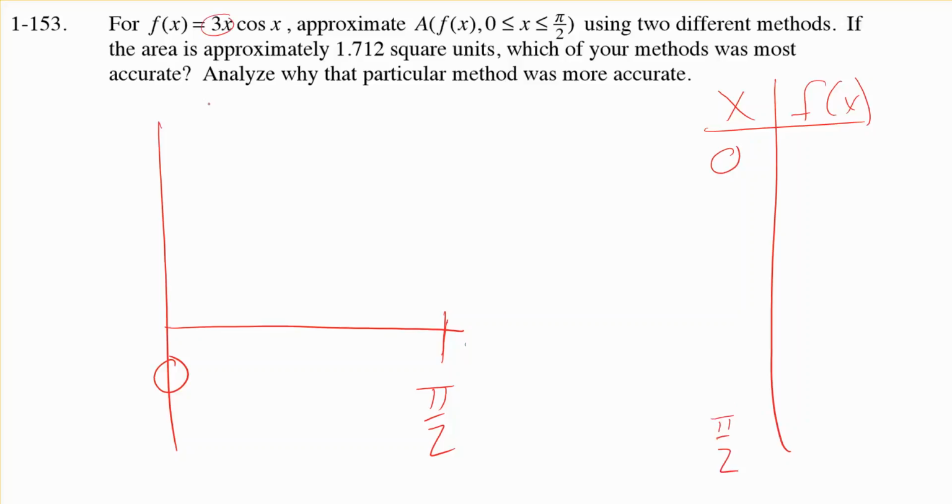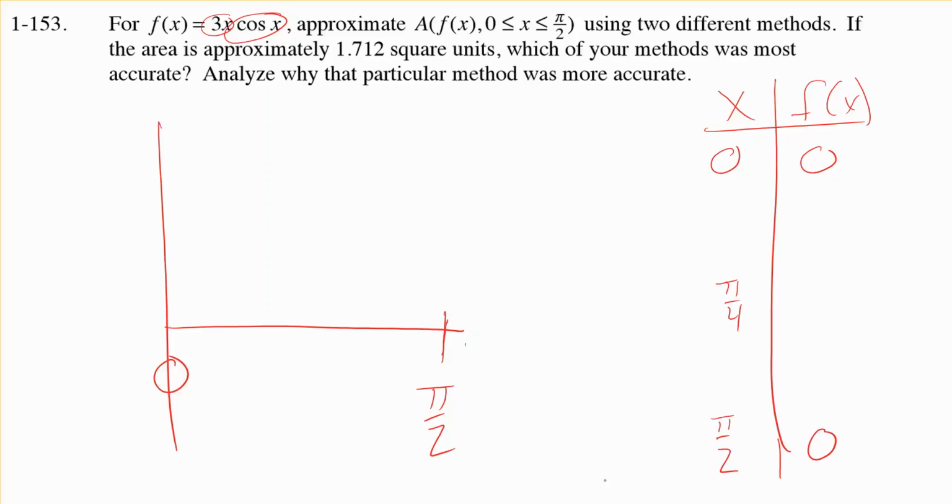At 0, the graph's going to be 0 because 3 times 0. And at pi over 2, it's also going to be 0 because the cosine of pi over 2 is 0. So then what's going to happen in between, x is going to be increasing, and the cosine of x is going to be increasing until pi over 4. So I might go to my table and get some values from there.